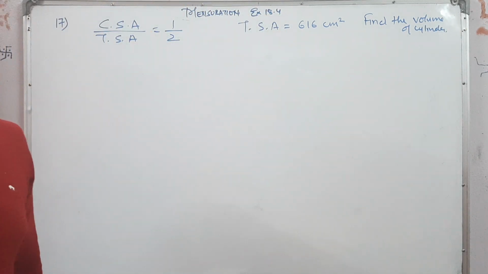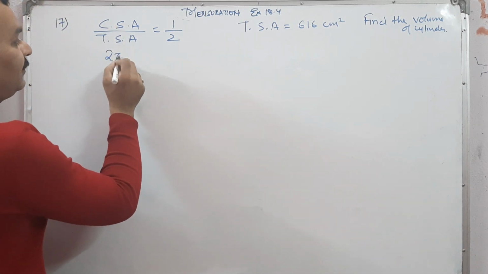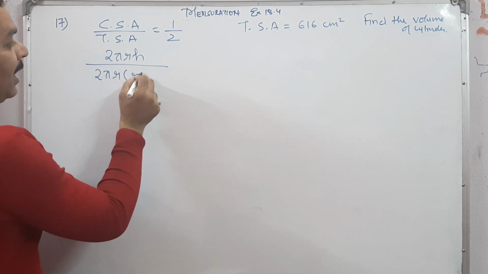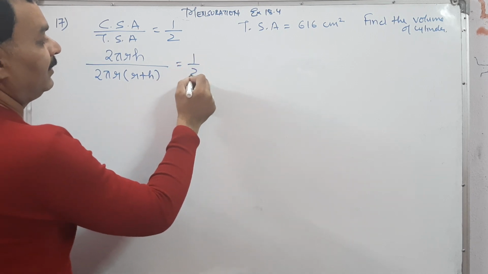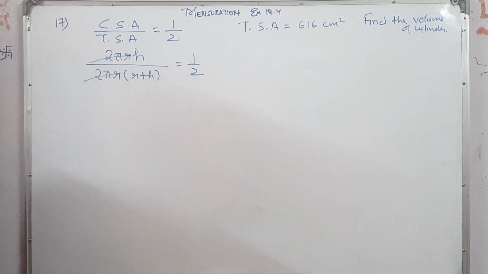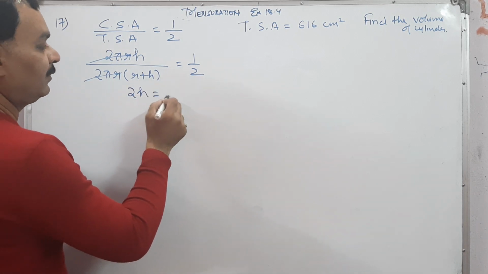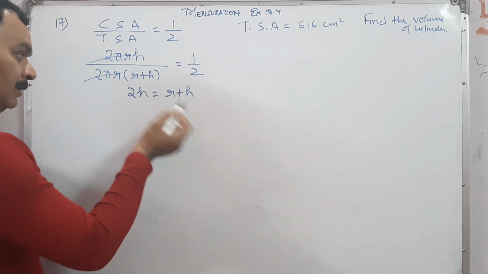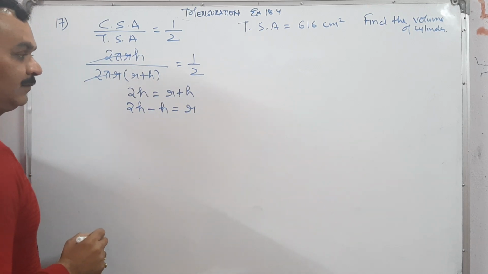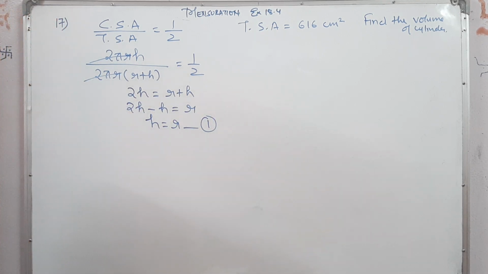Let the radius of the cylinder be r and the height of the cylinder be h. The curved surface area is 2 pi r h. The total surface area is 2 pi r (r plus h), which are in the ratio of 1 by 2. Now 2 pi r cancels out. Cross multiplying, 2h is equal to r plus h. Transposing the like terms to one side, 2h minus h is equal to r, or h is equal to r. This is our first equation.